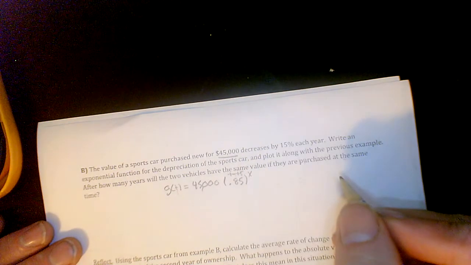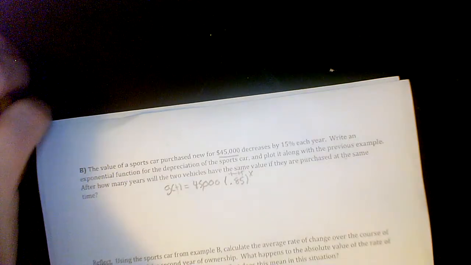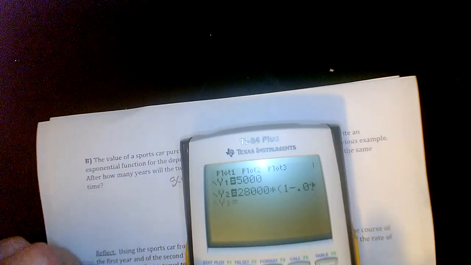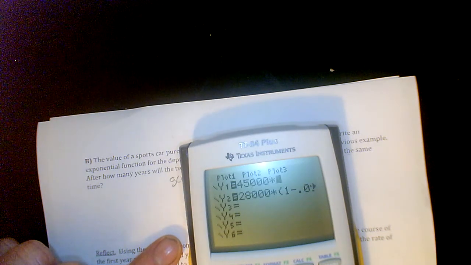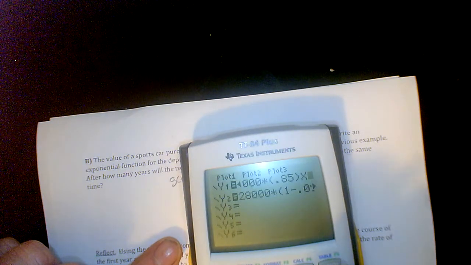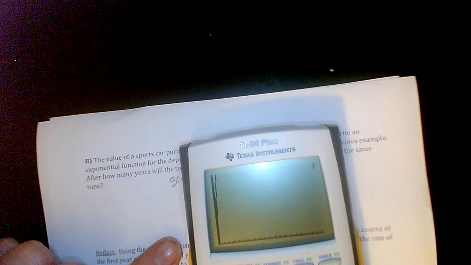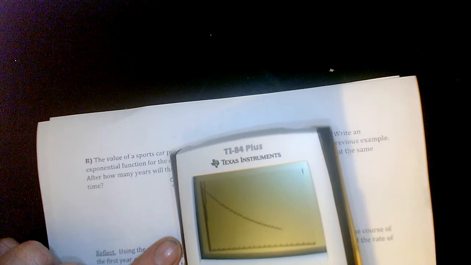Write an exponential function for the sports car and plot it along with the previous example. So let's do that. We got this. We got one in there, right? And let's plot that one. We had 45,000 times, what was it, 0.85. We lost 15% a year, to the x power. And then we graph them together. Let's see if this is a good window. Wow. There's one of them.